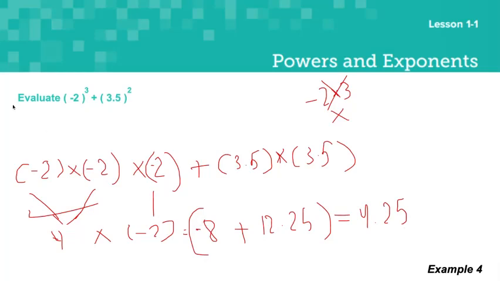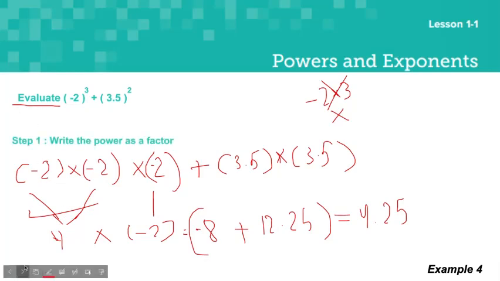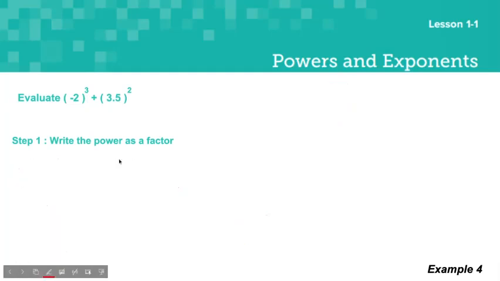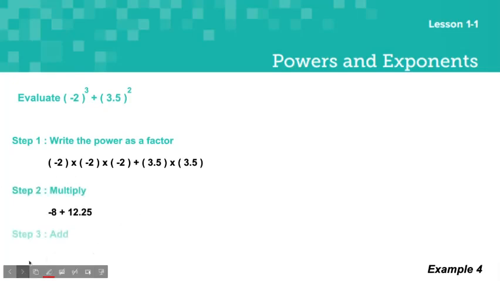To evaluate, as we understand, is to get the result of an expression. Let's see the steps. First, we write the power as a factor. Then we multiply. Then the third and last step is to add them. So the answer will be 4.25.